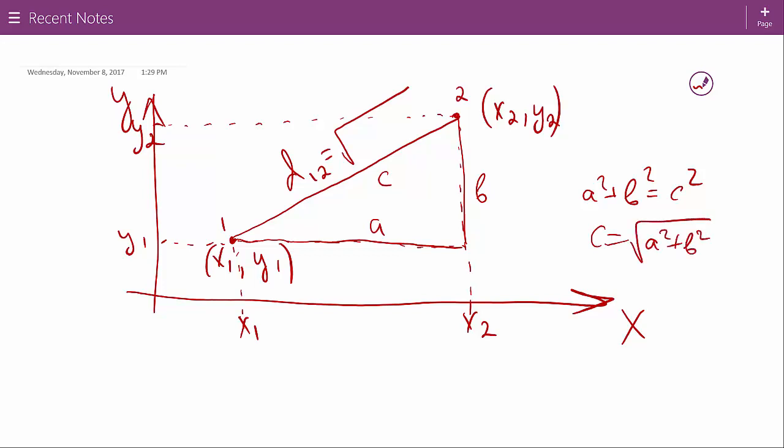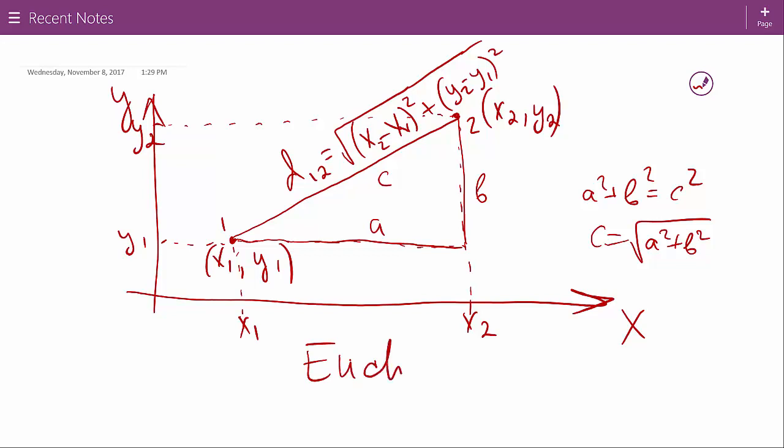So A equals literally x2 minus x1, and I have to square that. And B equals y2 minus y1, and I have to square that as well. And that's going to be the distance between the 2 points, 1 and 2. It's also called Euclidean distance. Okay? So that's one way to measure the distance.